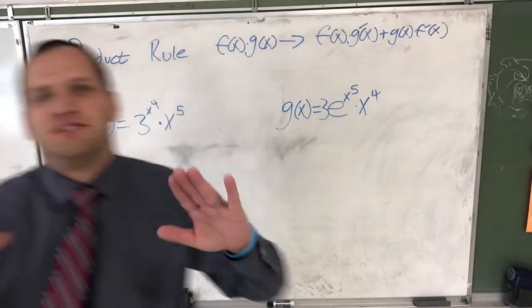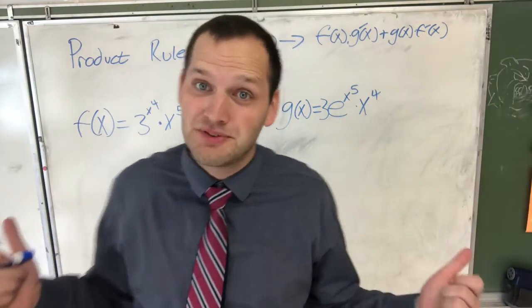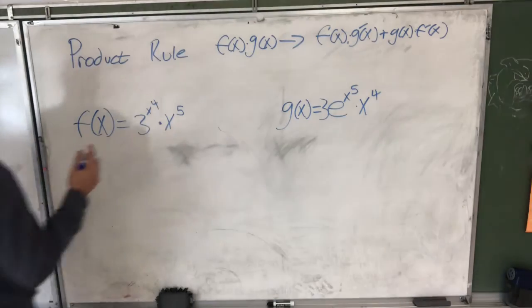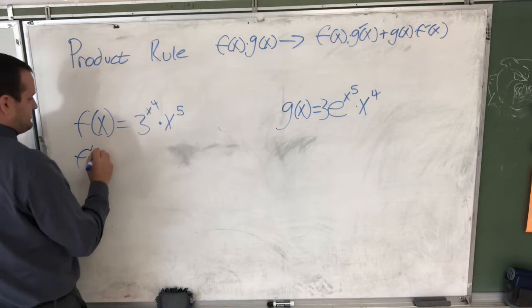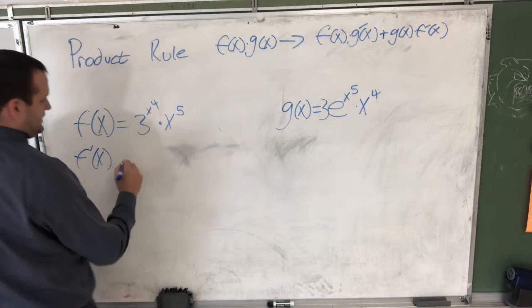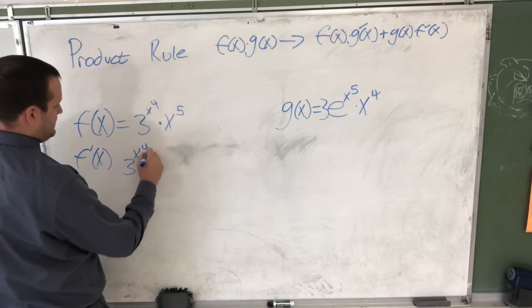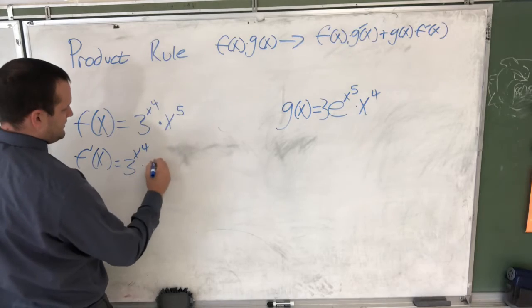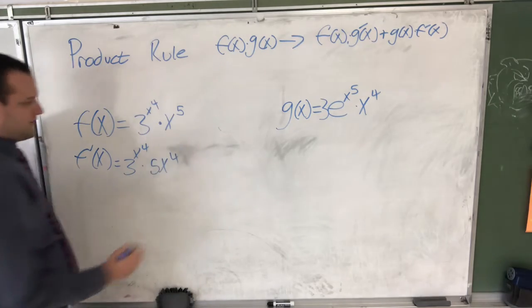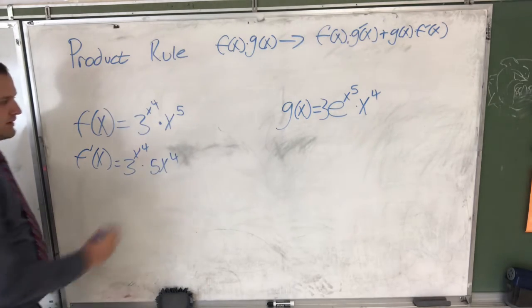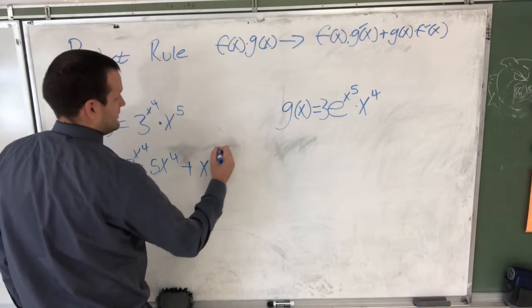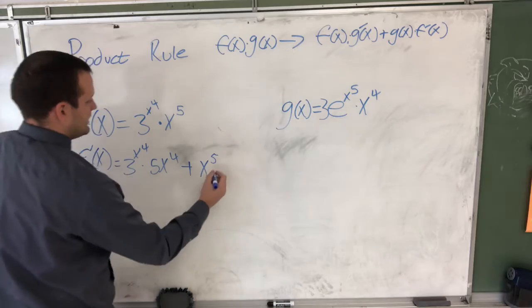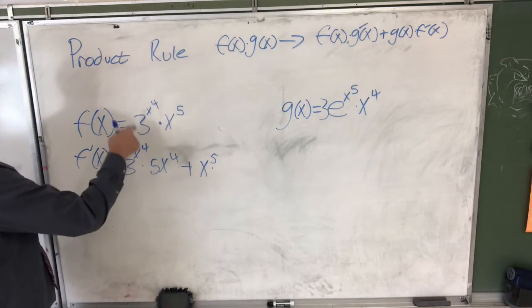All right, you should have paused the video. You should have the answer by now. Let's give them a try. So we're going to take the first times the derivative of the second. That's how we find the derivative here. So that gives us 3x to the 4th times 5x to the 4th. Okay? Plus the second, x to the 5th, I'm just following the pattern, times the derivative of the first.